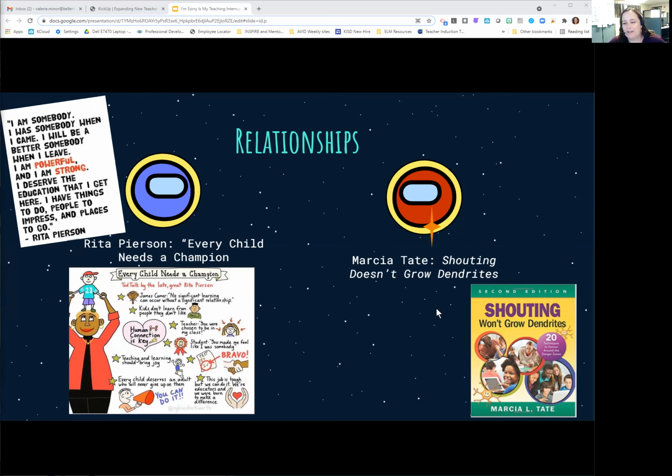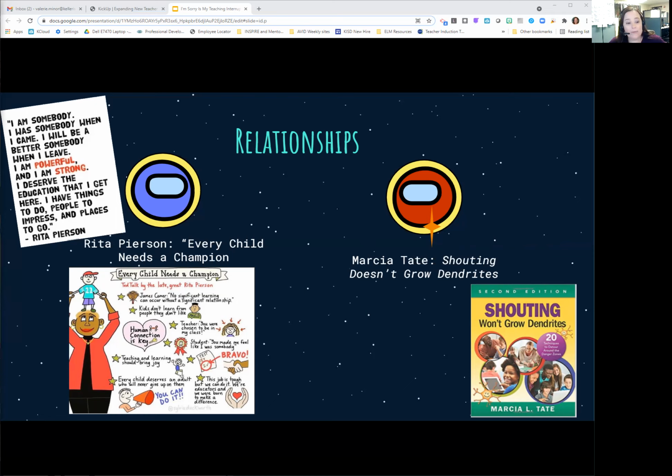Another source that we looked at when we were pulling some things together for this session is the book by Marcia Tate called Shouting Won't Grow Dendrites. You might be familiar with her book, Worksheets Won't Grow Dendrites, all about engaging students. This book really goes into classroom management strategies and ways that you can develop relationships with students and get your classroom running the way that you need to. It's a great resource. I highly recommend it.